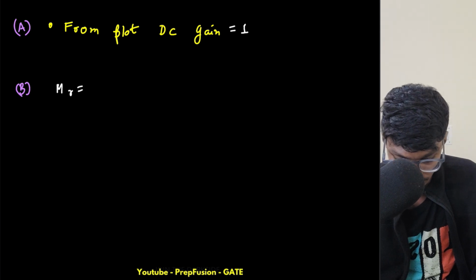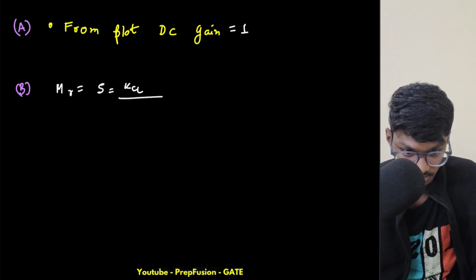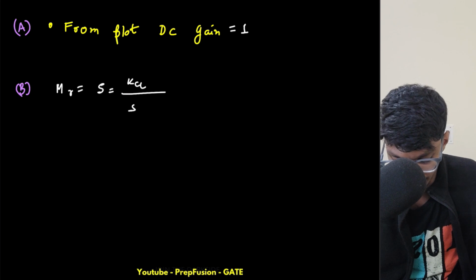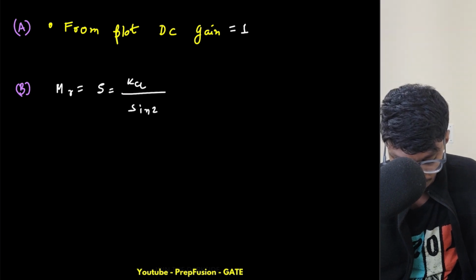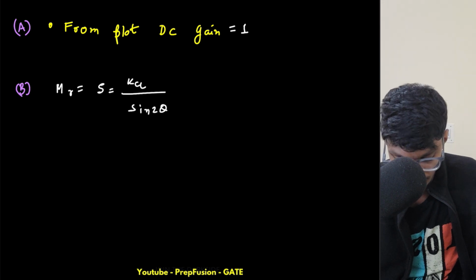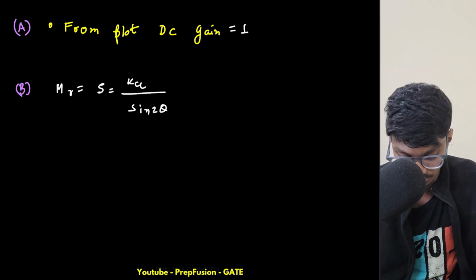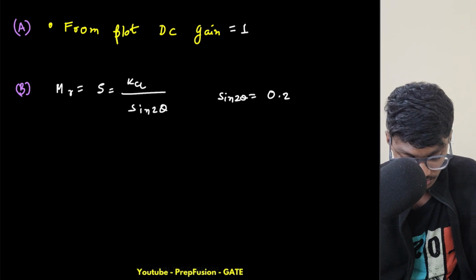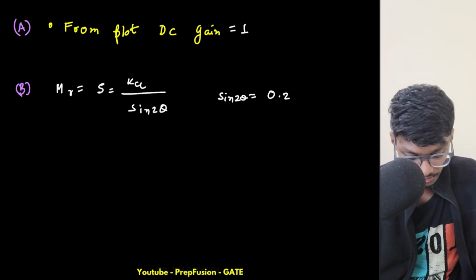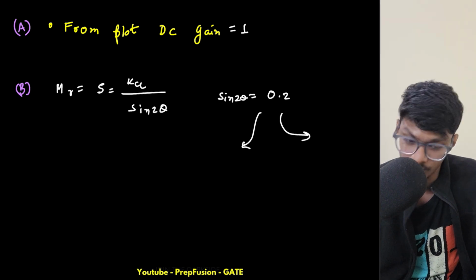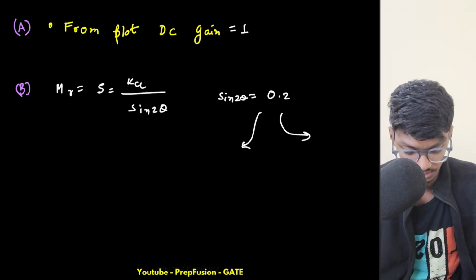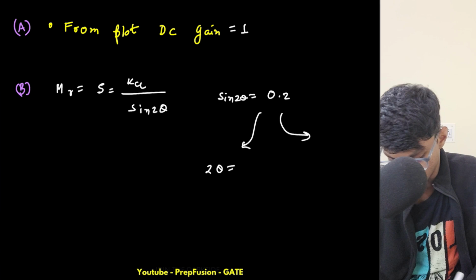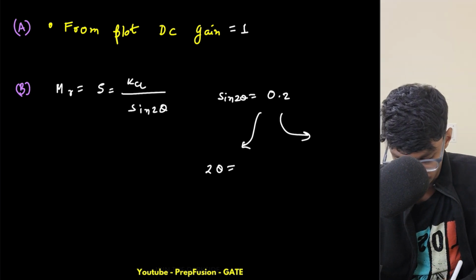MR equals 5, KCL by sine 2 theta, or you can write directly the damping formula, but I will write it as sine 2 theta. So KCL is 1 obviously from the previous answer, and I will just write sine 2 theta equals 1 by 5, which is 0.2. Now again you will get two solutions. 90% of the cases we take the second solution. First solution is 2 theta equal to sine inverse 0.2. So what is sine inverse 0.2? Let me just calculate. Sine inverse 0.2 is 11.54.